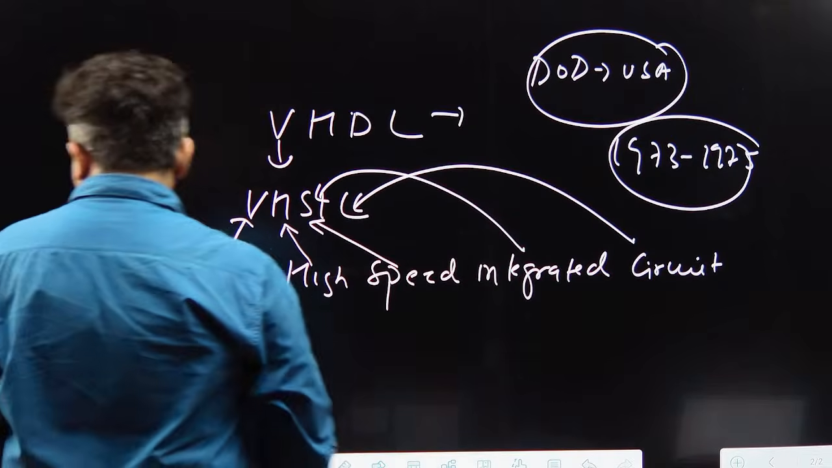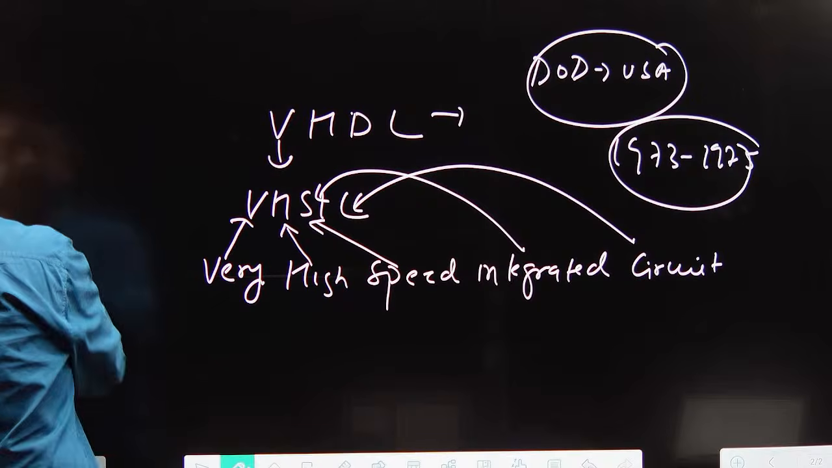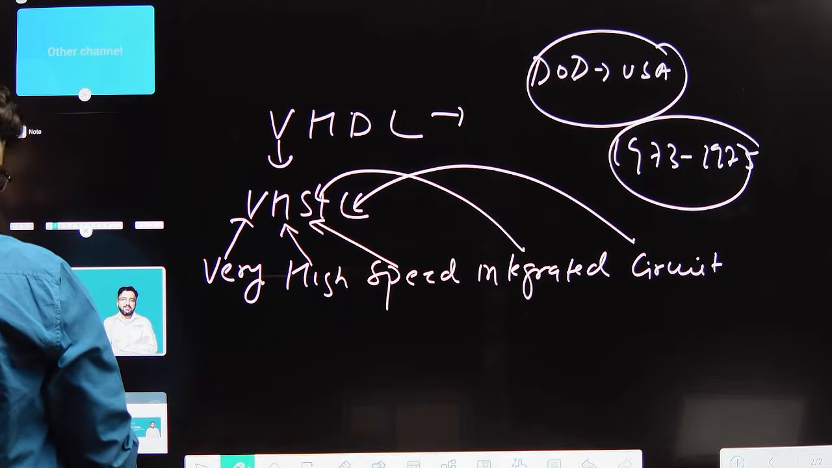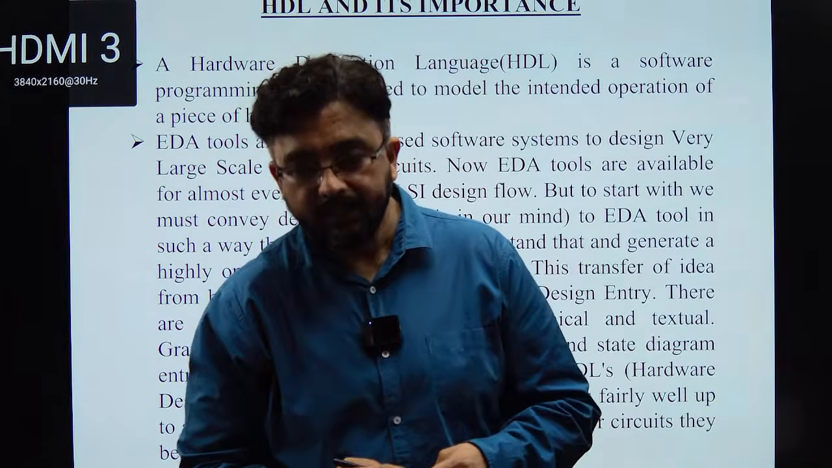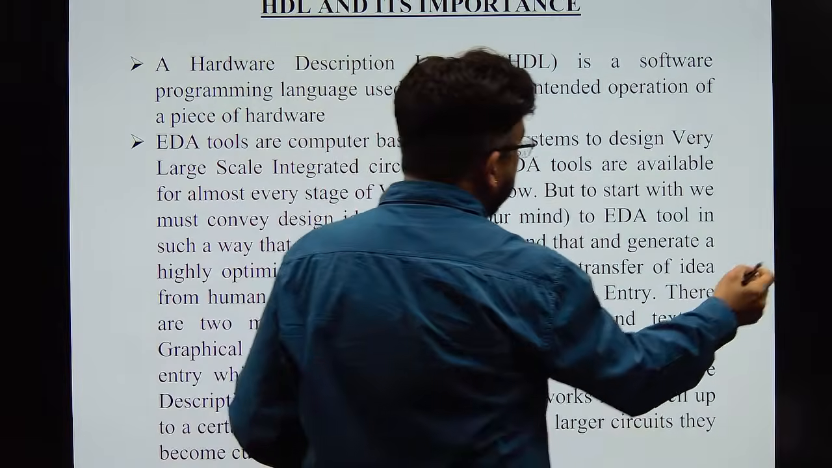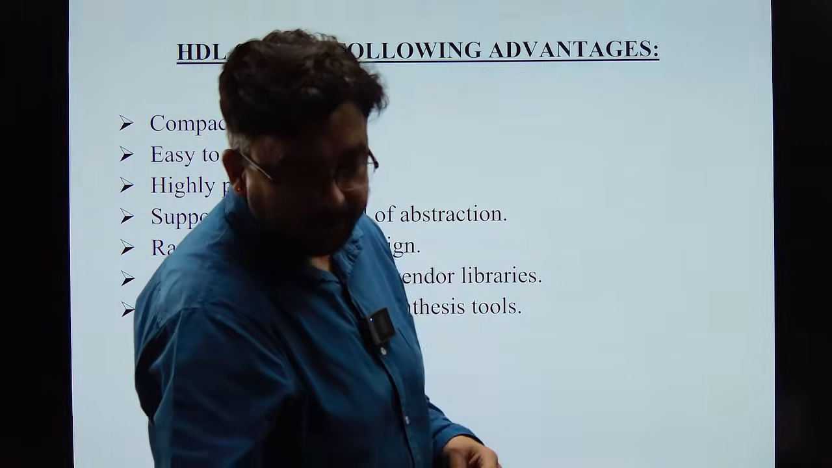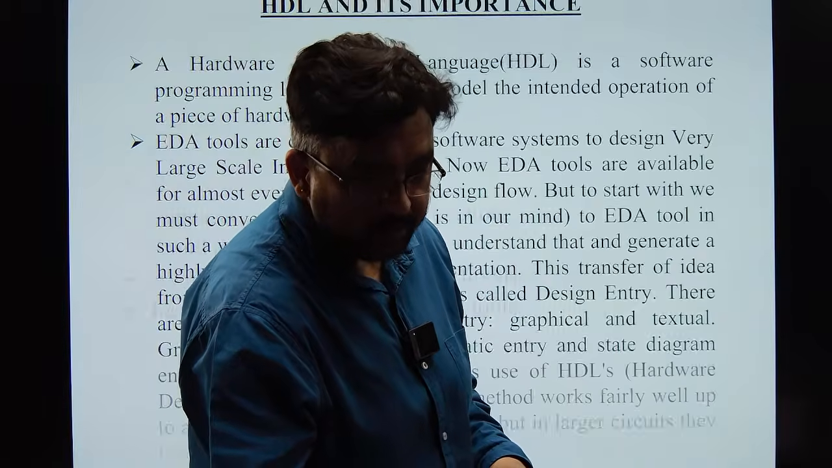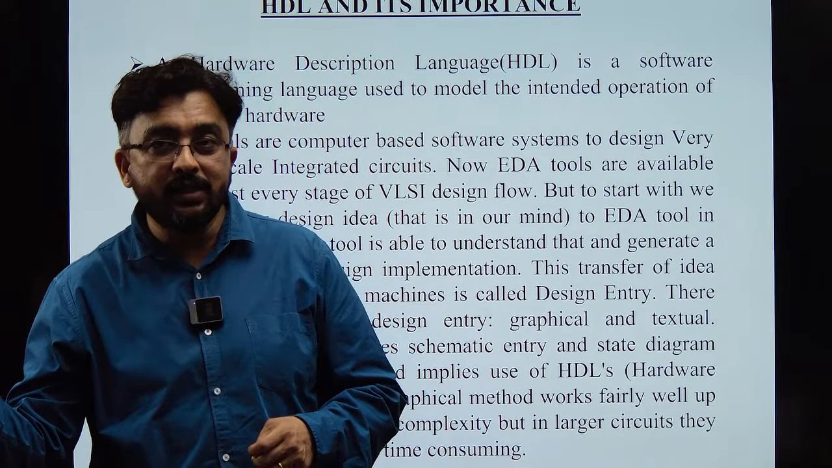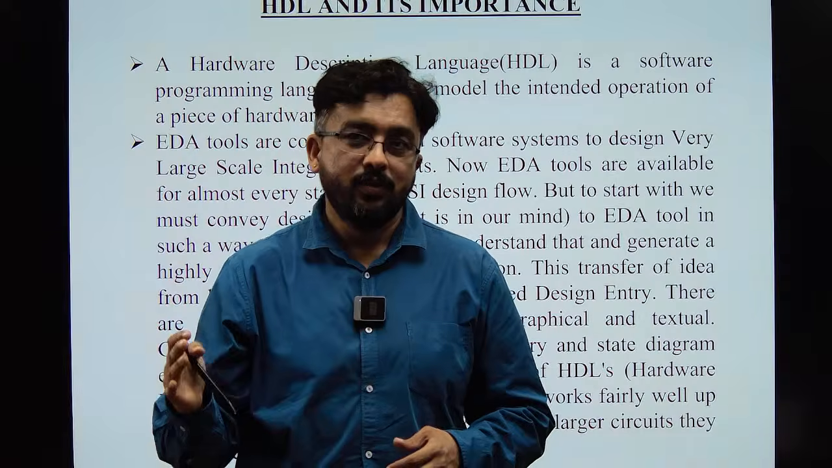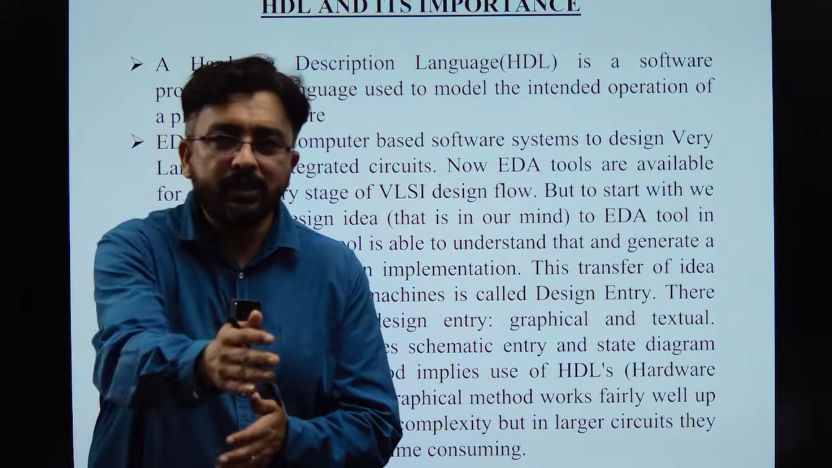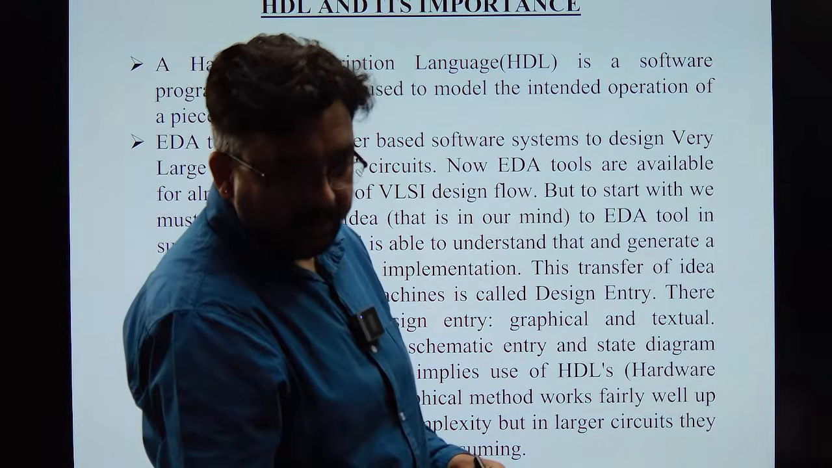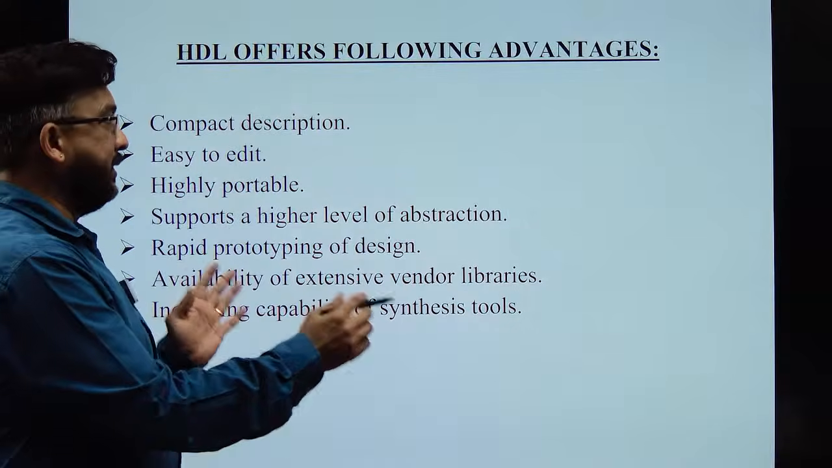But in 1983, another language was invented. I will come to that part. In 1983 the other language invented is called Verilog. Why? Because Verilog is very easy to learn, and so on, which we will discuss. I hope this is clear. So let me summarize.